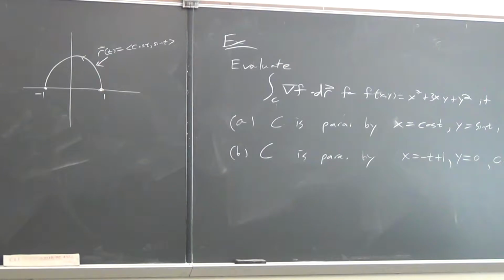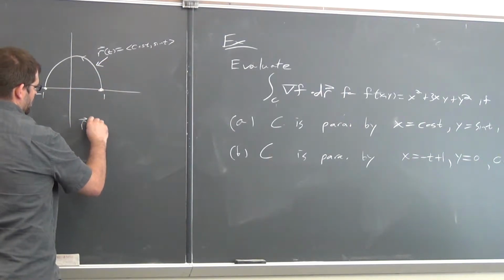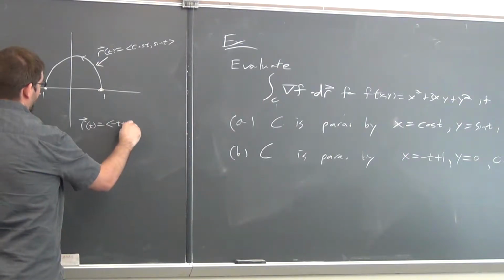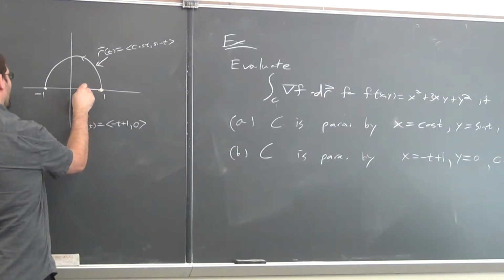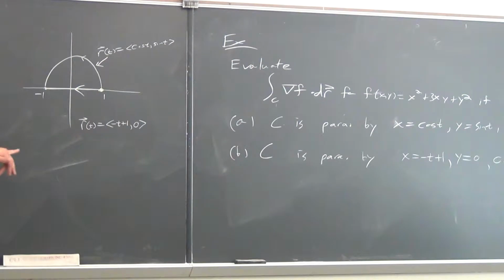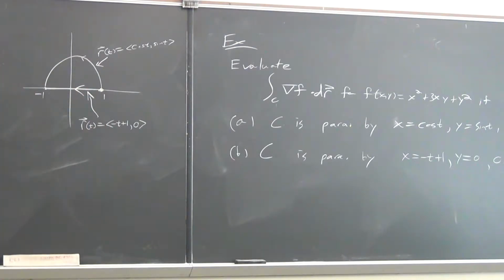What's the second one, x equals negative t plus 1, and y equals 0? What does that curve look like? y is 0, so you're just staying on y equals 0. When t is, let me write it out, from 1 to -1. It goes backwards because of the negative t. When you plug in 0, you start at (1, 0), and then as t grows, this becomes more and more negative. So you're going this way. That make sense? So this parameterization corresponds to that.